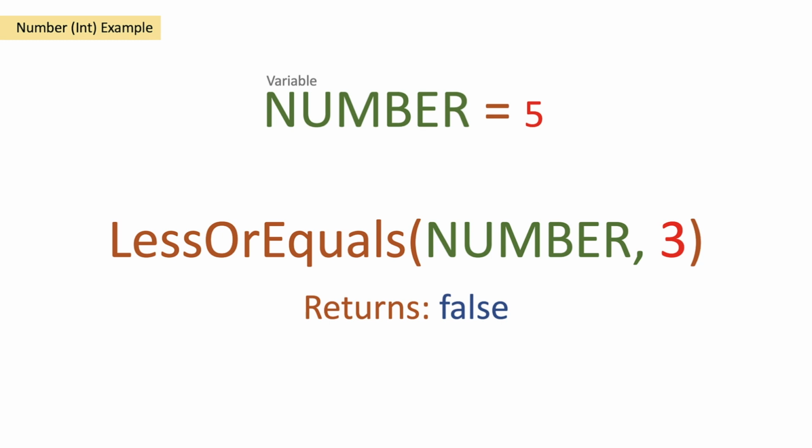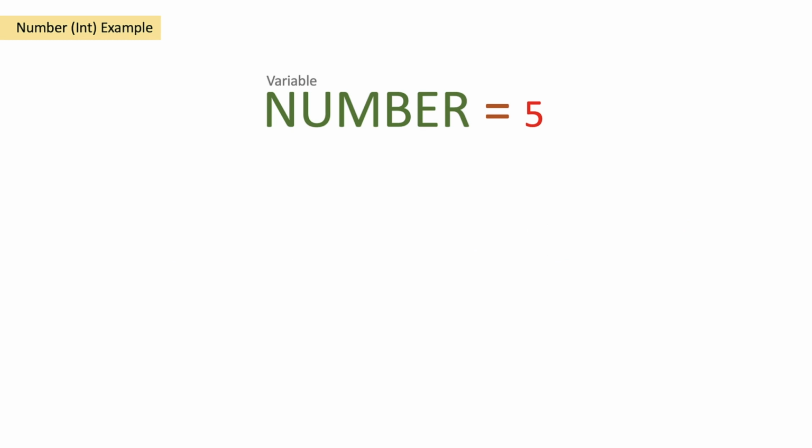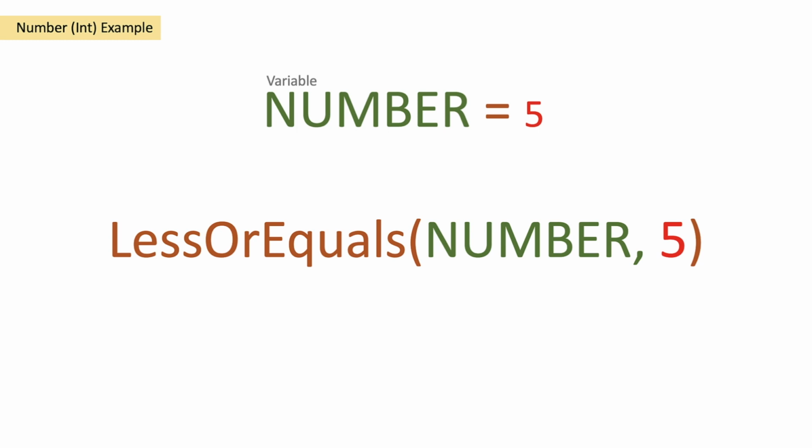But what happens if it is equal to 5? What do we get back? Let's take a look at that. So we're going to use the same variable and we're going to pass it into the same function, but this time we're going to compare it to 5. Now obviously 5 is equal to 5, so when we pass in our variable and the integer of 5, when we're checking if 5 is less than or equal to 5, we will get a return of true, because our function is correct. So let's actually take a look at this on PowerAutomate then.